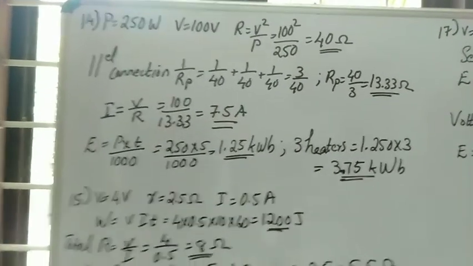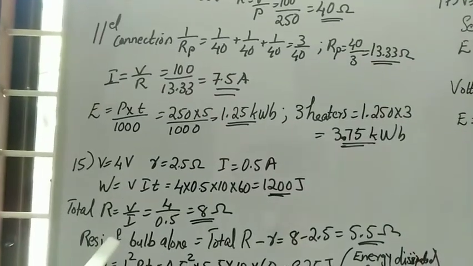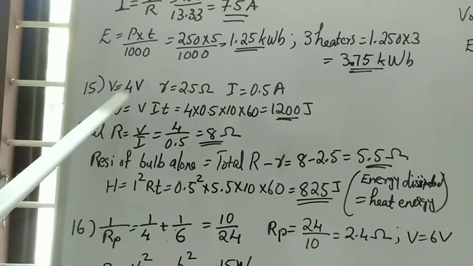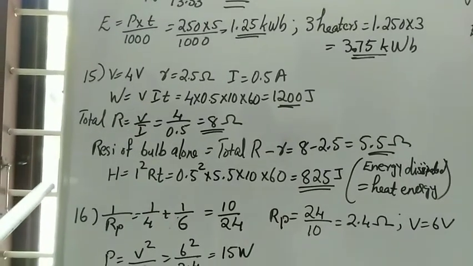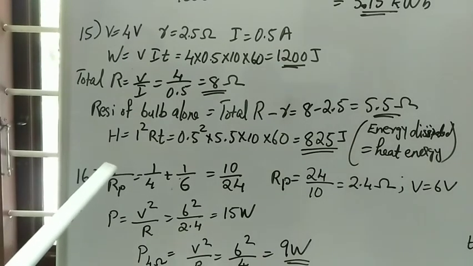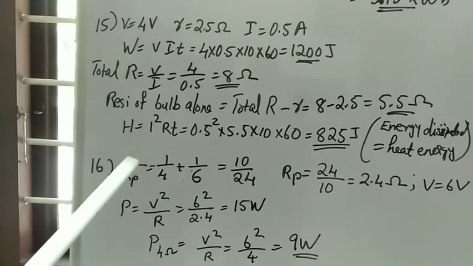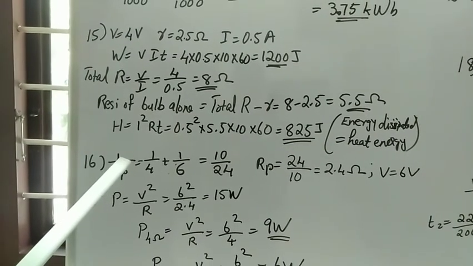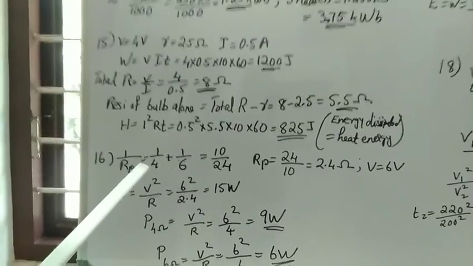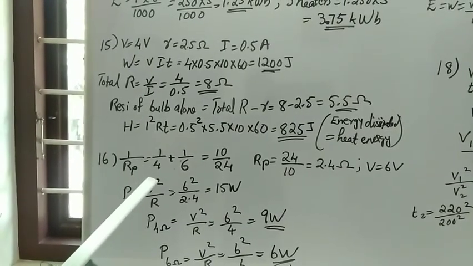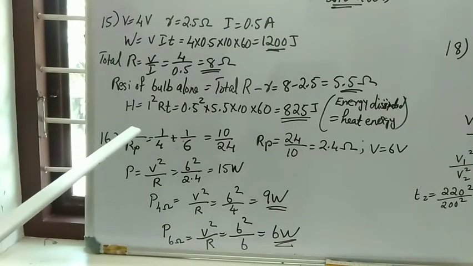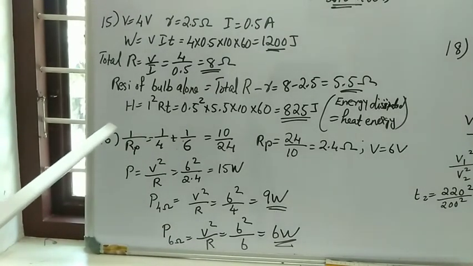Next question number 15. A bulb is connected to a battery of potential difference 4 volt and internal resistance, small letter r, is 2.5 ohm. A steady current of 0.5 ampere flows through the circuit. Calculate the total energy supplied by the battery in 10 minutes. Second question, the resistance of the bulb. And third question, the energy dissipated in the bulb in 10 minutes.